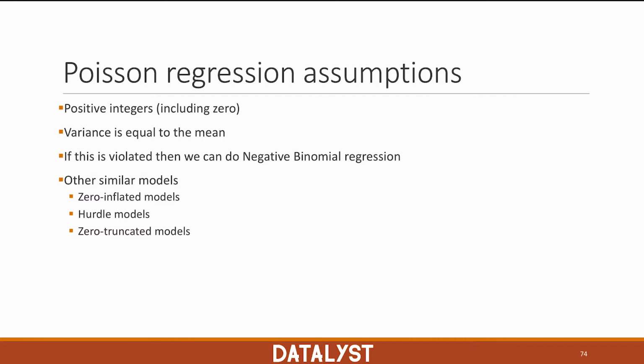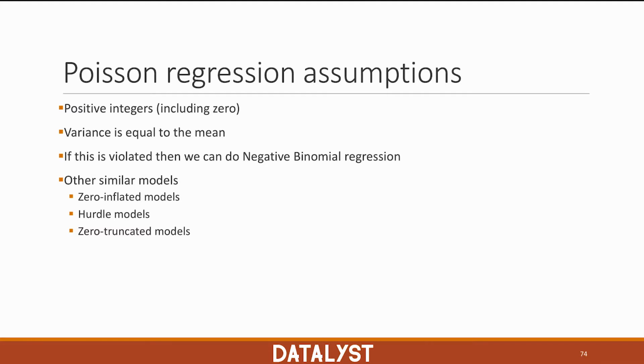Poisson regression, like all statistical models, makes some assumptions. The first one that's very important is that the response variable needs to be either 0 or a positive integer. If that's not the case, then you can't use Poisson regression. Another strong assumption is that the variance needs to be equal to the mean. And if this assumption is violated, then what we can do is use negative binomial regression.